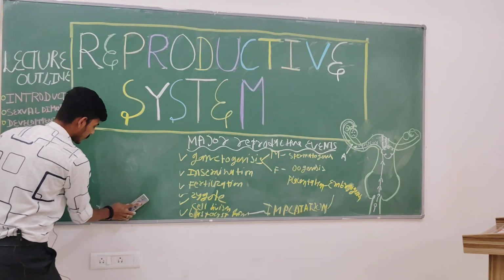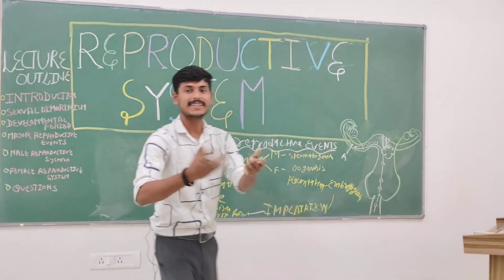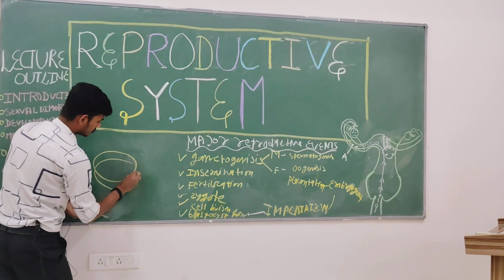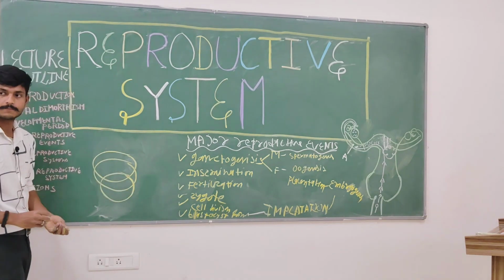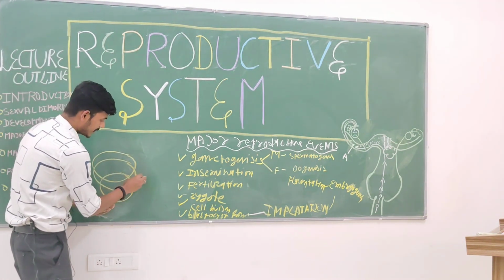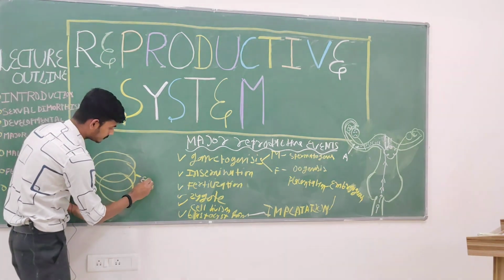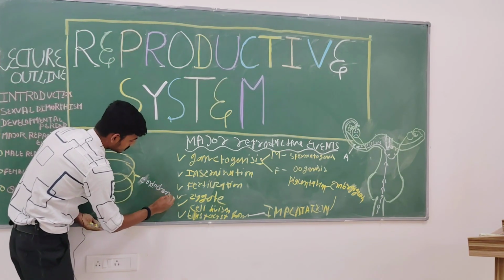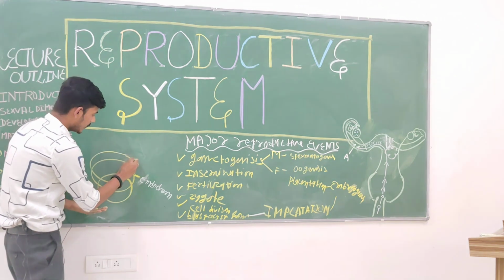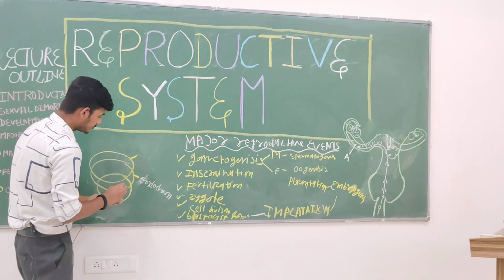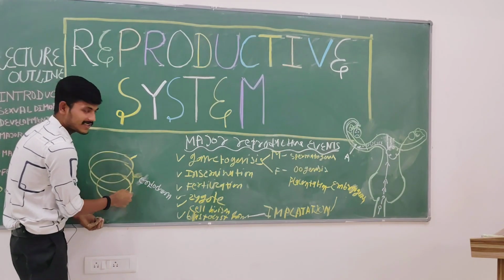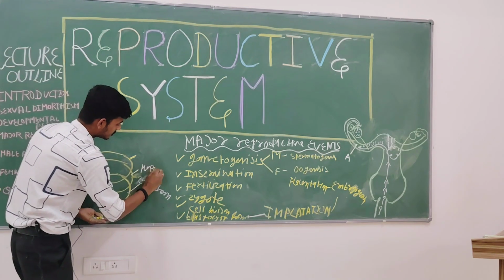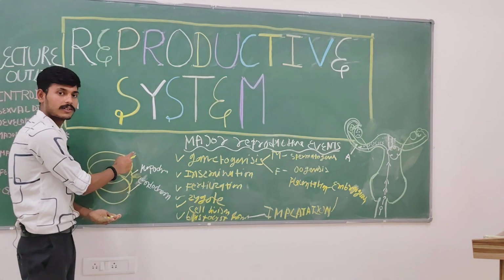Suppose the germ layers are simply a disc arrangement. The inner one is called the endoderm. The outer one is called the ectoderm. This is the endoderm, this is your mesoderm, and this is your ectoderm.